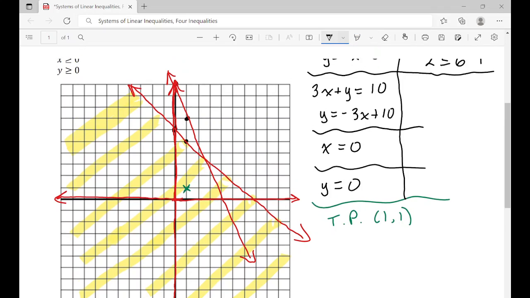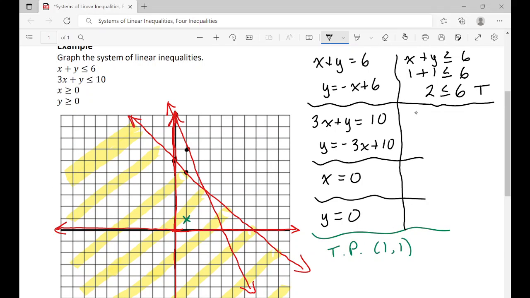Now I'm going to do it again for the next one. 3x plus y less than or equal to 10. Put 1, 1 in. So 3 times 1 plus 1 less than or equal to 10. 3 times 1 is 3, plus 1 is 4, less than or equal to 10. Is 4 less than or equal to 10? And again, this is true.